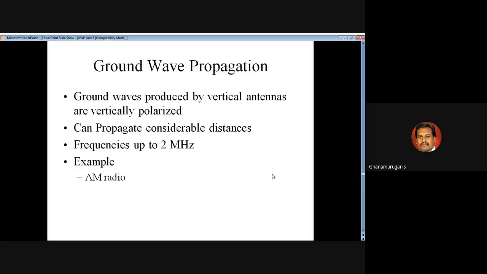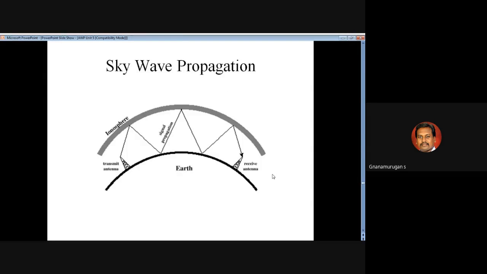That frequency range is up to 2 megahertz. For example, AM radio, amplitude modulation radio. And the next one is skywave propagation. So this is today's topic.